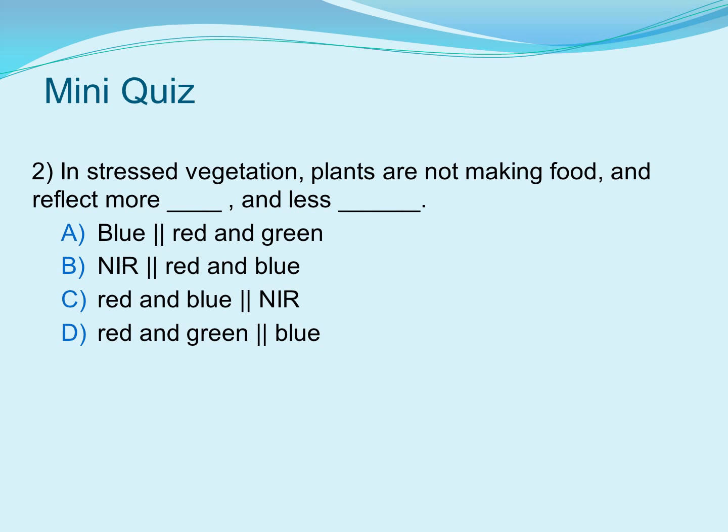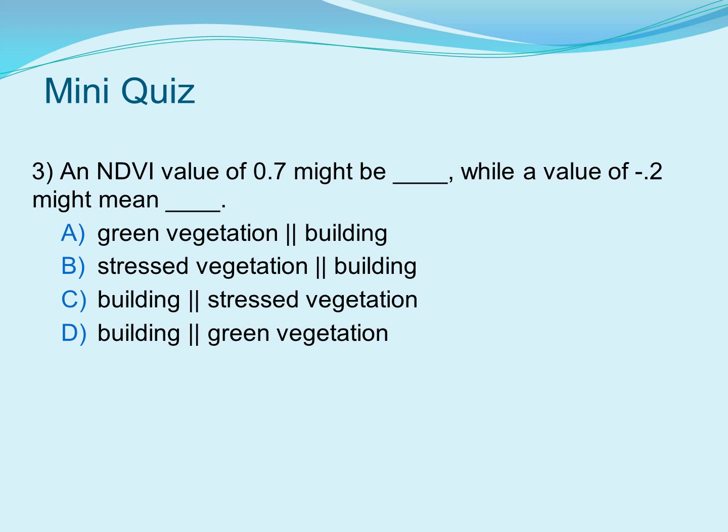Here's question 2. In stressed vegetation, plants are not making food and reflect more blank and less blank. I'll give you a second to read that question over again and make an answer. By the way, all of the answers to these questions will be in the Part 2 PowerPoint of this concept module. Number 3, an NDVI value of 0.7 might be blank, while a value of negative 0.2 might mean blank.